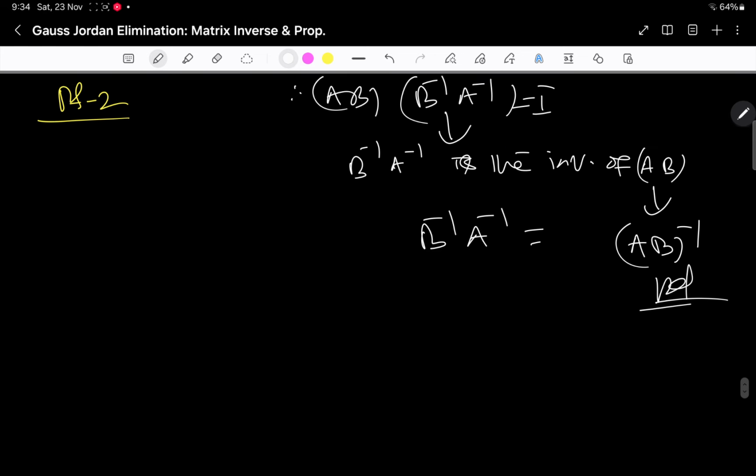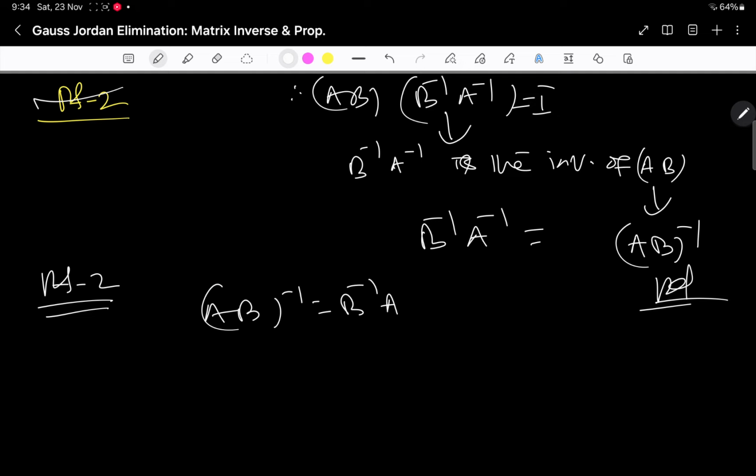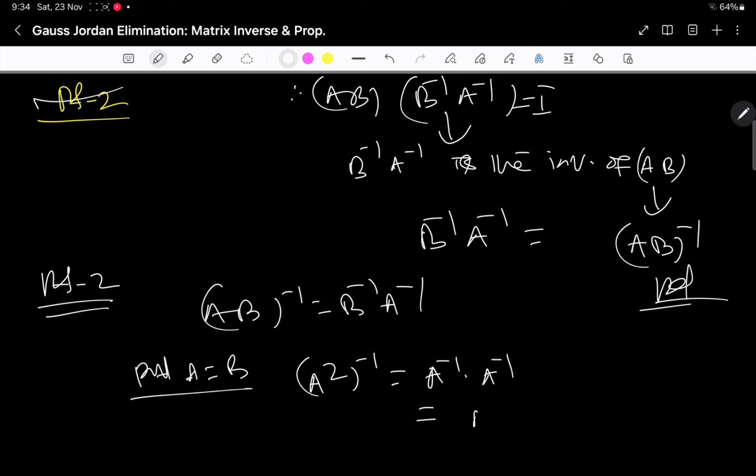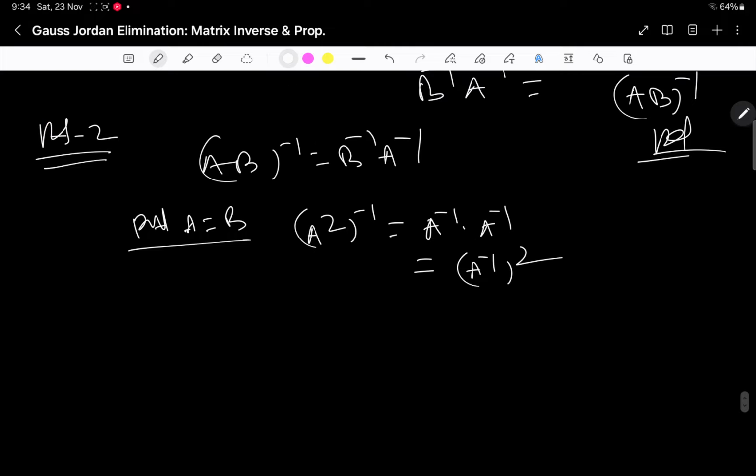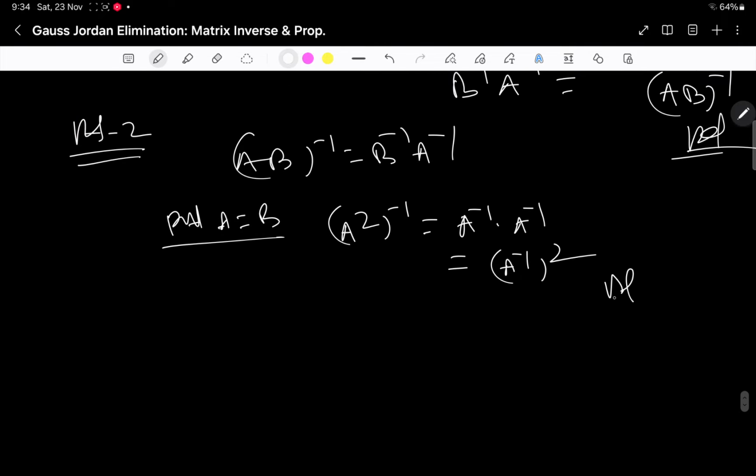Now coming to your proof 2, you have (AB) inverse is B inverse A inverse. If I put A equal to B, then what will happen here? It is my (A square) inverse is A inverse into A inverse, which is (A inverse) all square. So proof 2 is now proved.